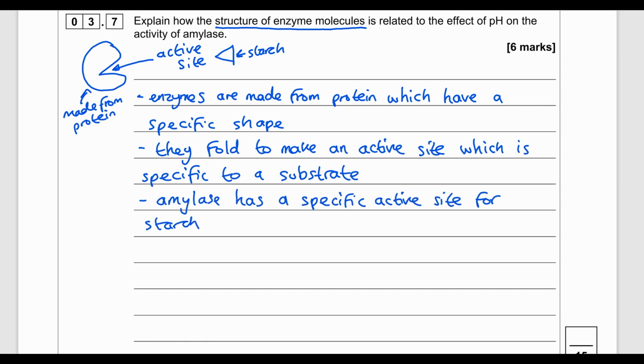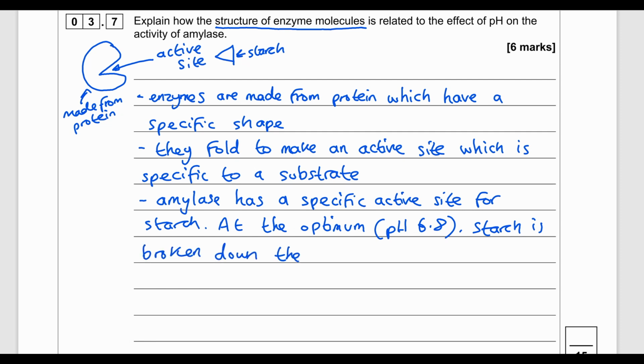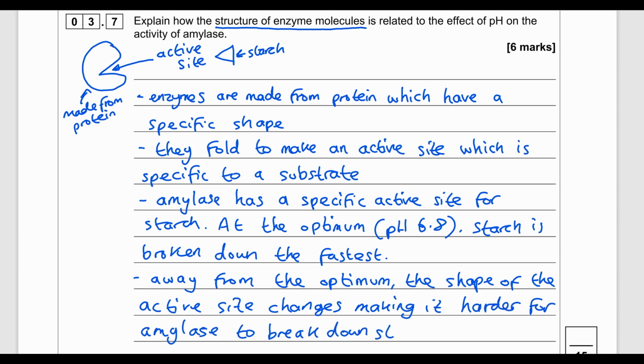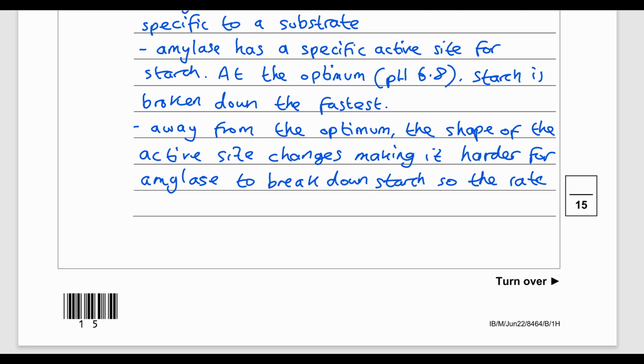At the optimum pH, and we can just state what it is, pH 6.8, the starch will fit into the active site and then it will get broken down quickly by the amylase. Away from this optimum, the structure of the active site will change slightly, so starch is not able to fit as well. So that is what causes the rate to be slower.